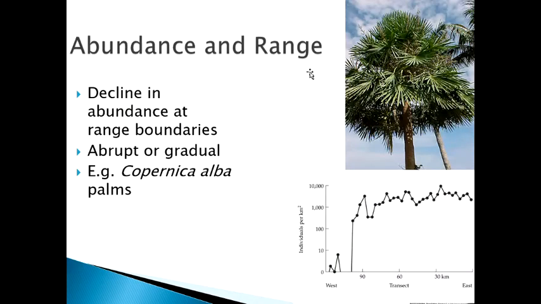Another aspect of range is mapping the abundance of it. So now, not just whether you have it, whether it's been seen, whether you have a voucher for it, but counting it. Abundance, how abundant. And so here's a particular species of palm tree and an east-west transect of many kilometers. Notice, look at the graph at the bottom, the axis, 0, 30, 60, 90, 120 kilometers. And then the y-axis has individuals per square kilometer. Notice it has high abundance over most of this range, and then it drops off the table.